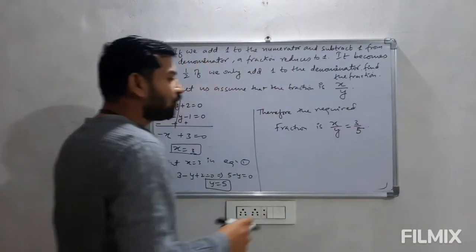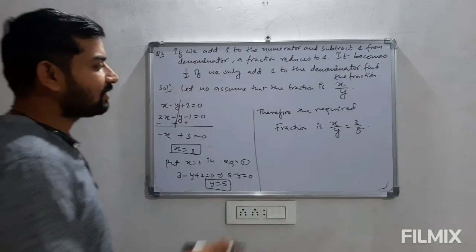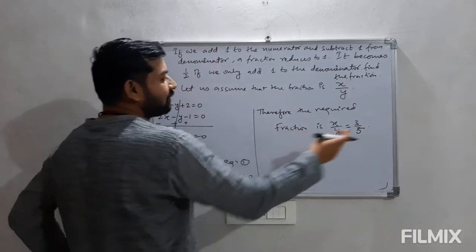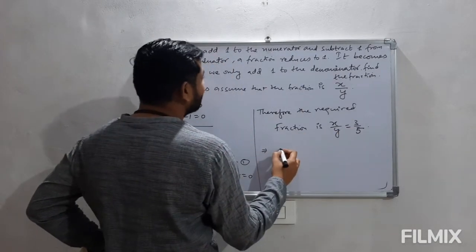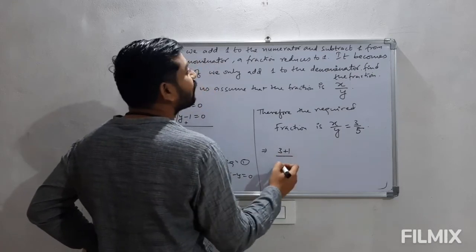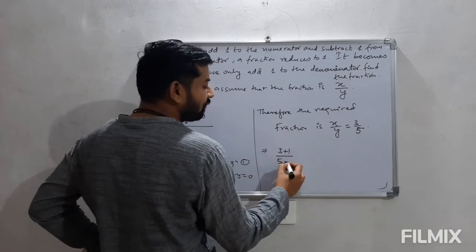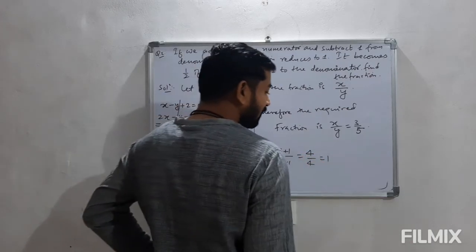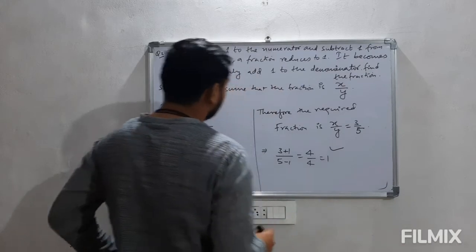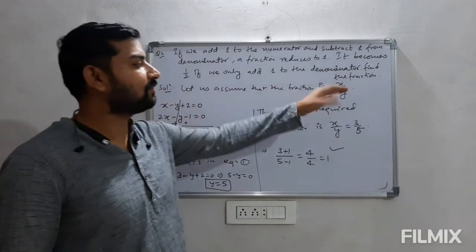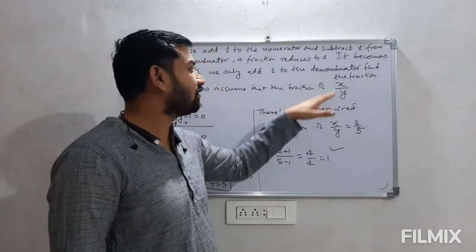Now suppose if we want to check whether the answer is correct or not. Let us do the same with this value. In the first case, if we add 1 to the numerator, it becomes 3 plus 1, and subtract 1 from the denominator, means 5 minus 1. It becomes 4 upon 4, that is nothing but 1. So our answer is correct. So this is how we deal if we get a question of fraction. First we have to assume it as x upon y.